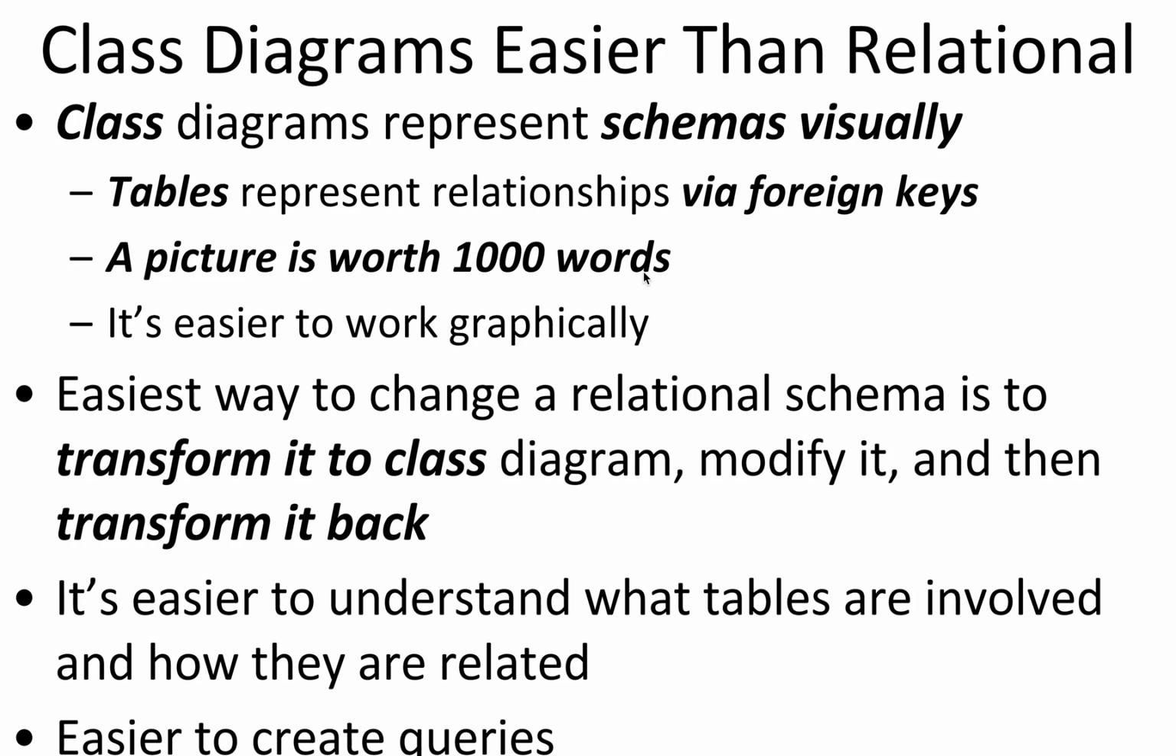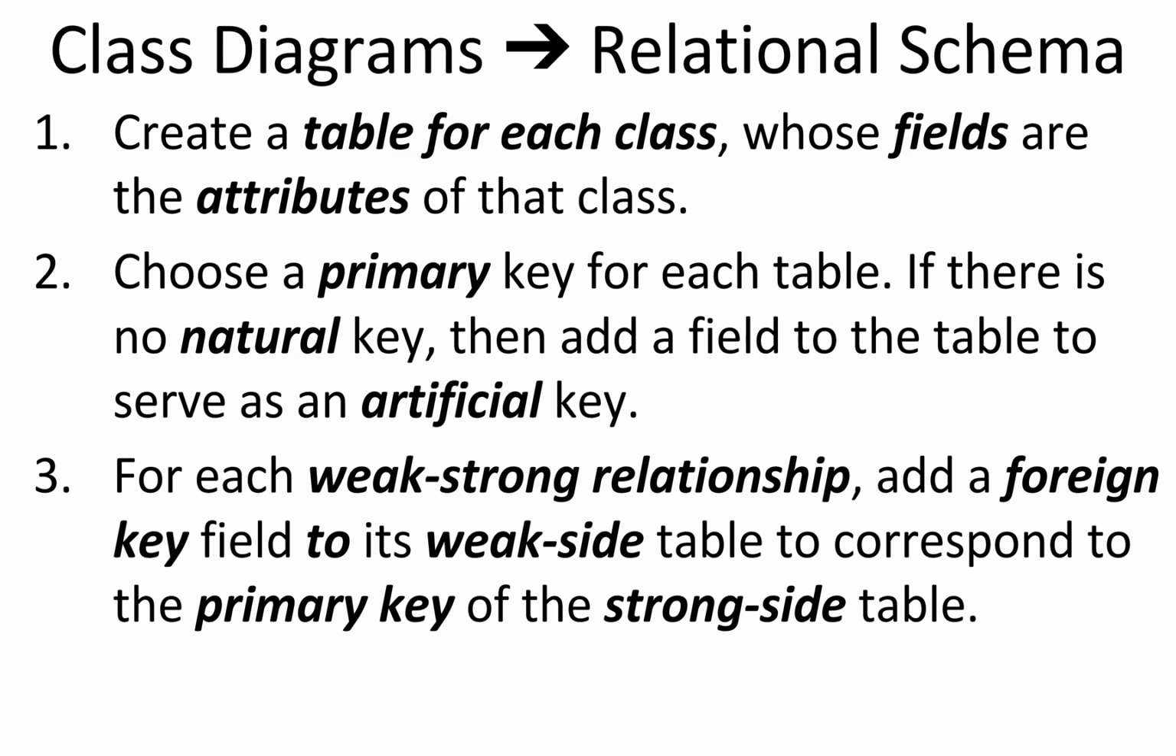So obviously, a diagram is so much better to read. Again, it's always a better idea to transform up to the conceptual model, do your modifications there, and then transform back to the relational. We can go the other way around, right? Given a class diagram, we can generate the relational schema.